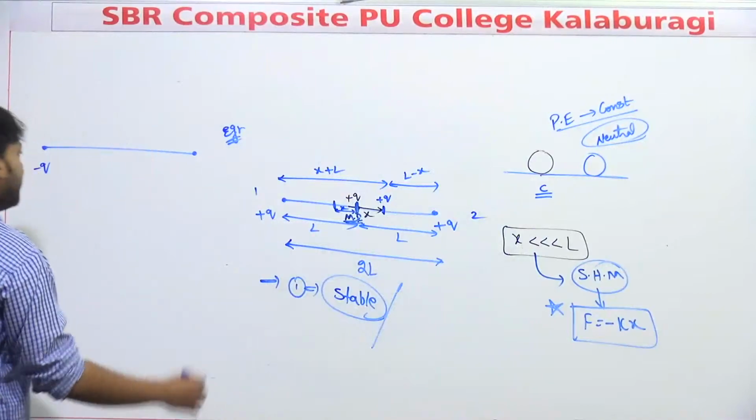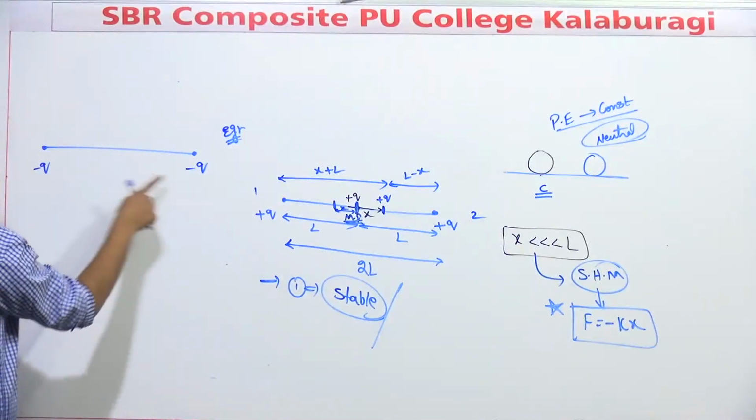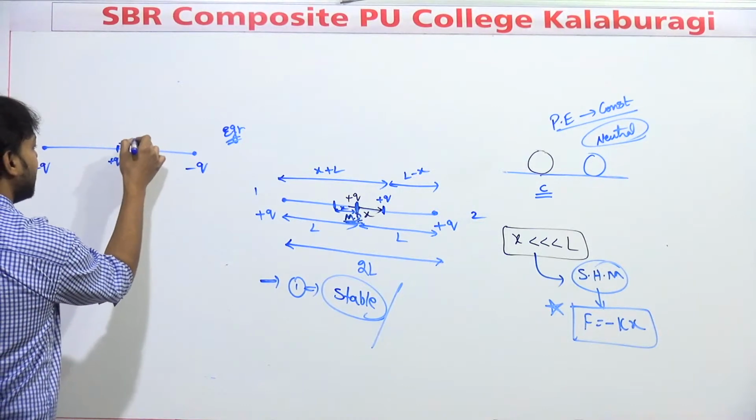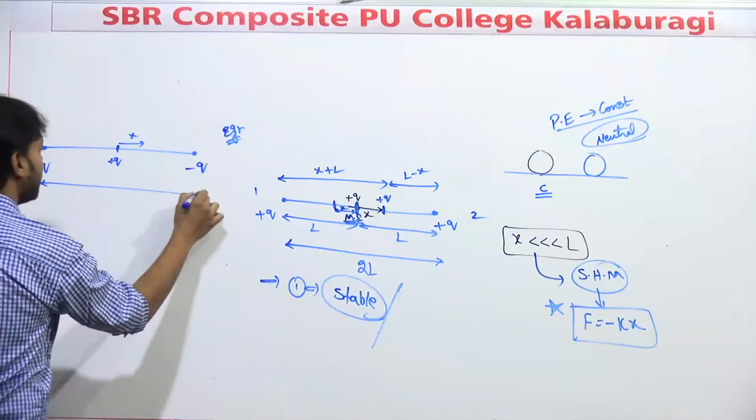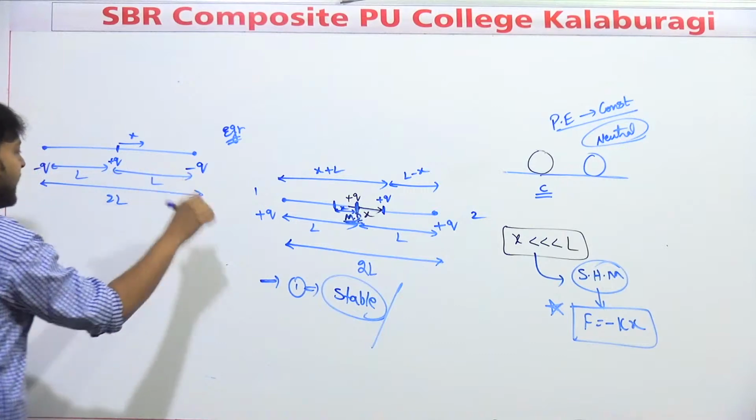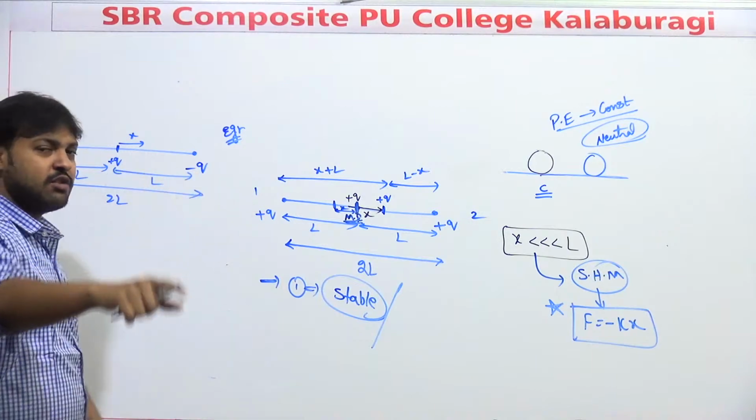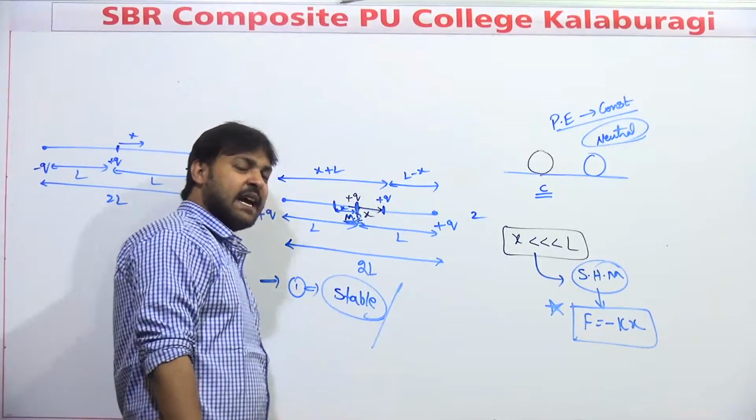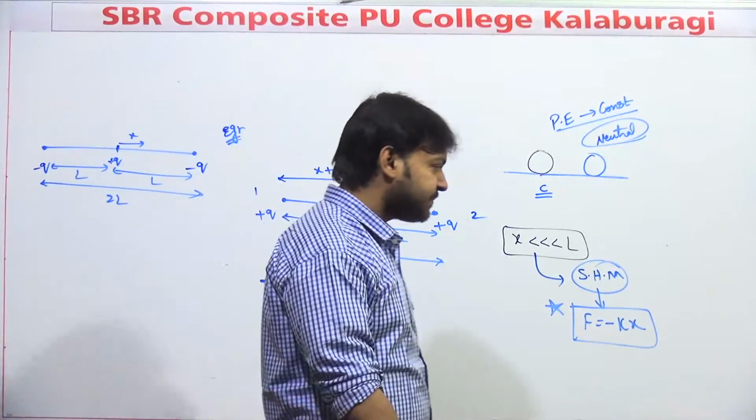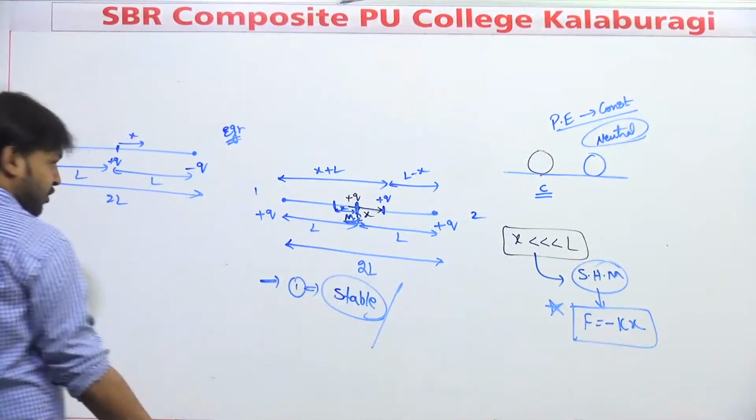Got the point? Now take this situation and tell me whether it is stable or unstable first. Two negative charges, and I placed a positive charge here, and I displaced it by x distance. Assume the total length is 2L, this length is L and this length is also L. Got the point? Two charges, in between I place a positive charge and I displace it by x distance. Does this situation come under stable, unstable, or neutral?